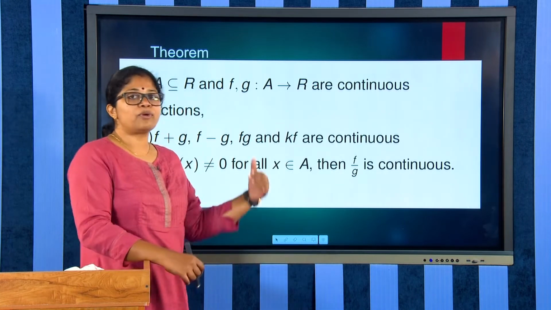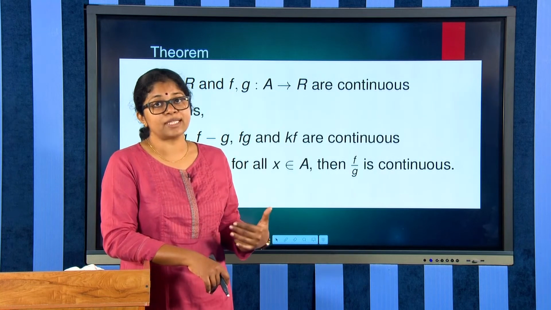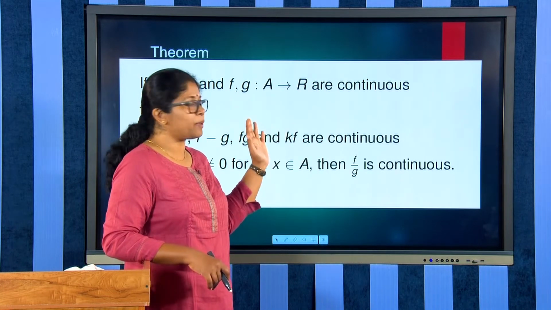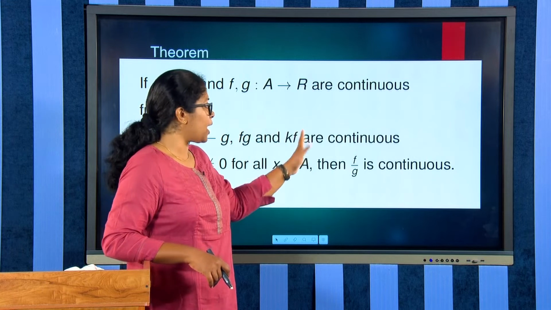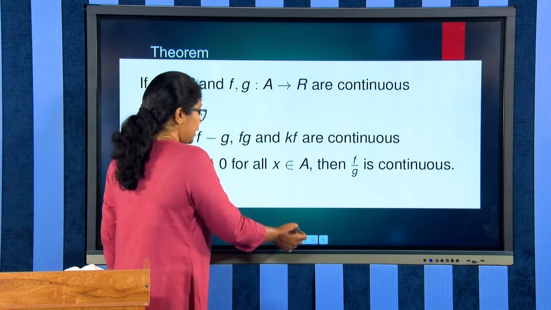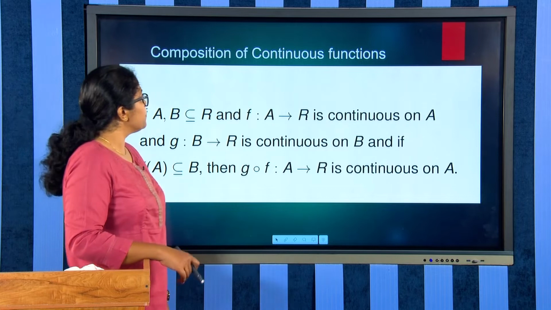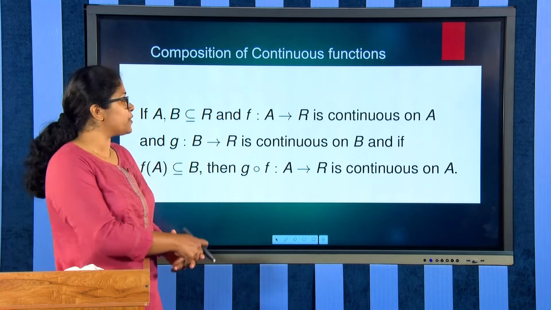So, the proof actually follows from the algebra of limits that we have discussed. It follows by using the triangle inequality and so on. Then we have the next result, composition of continuous functions.